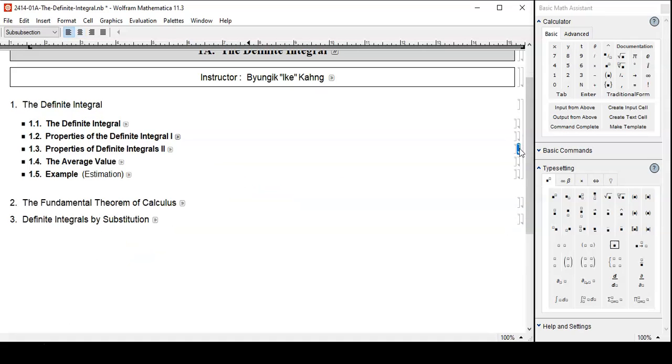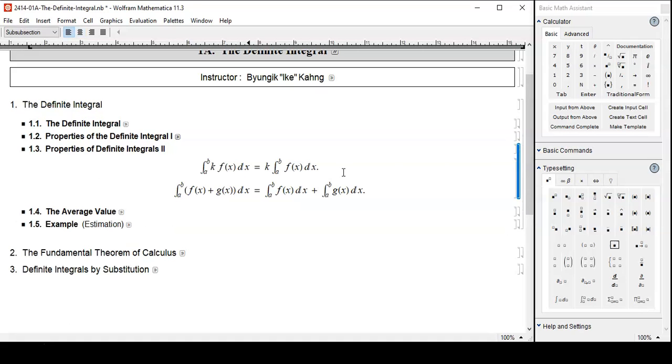And then the other basic properties are the linear property. Basically, we are talking about a signed area. So if we stretch it in the y direction by k, the area is increased by k-fold. And then if you add up the integral, that means adding up the area. Again, the same deal.